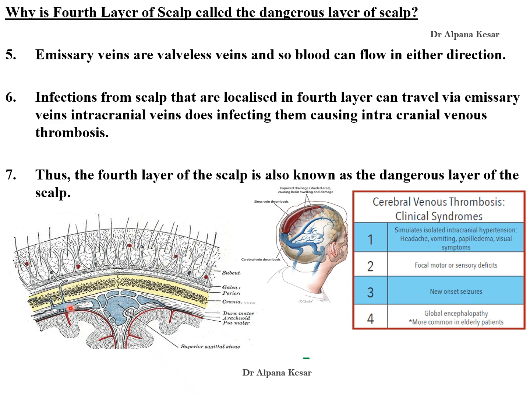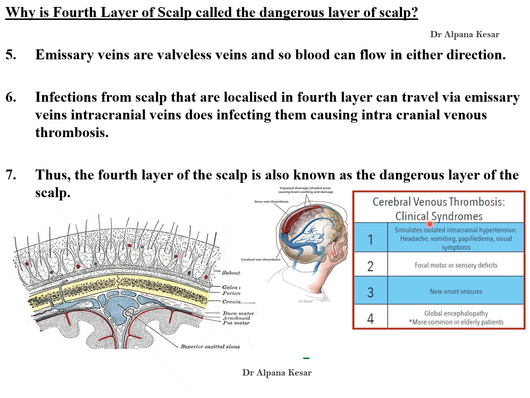Emissary veins are valveless veins, and so the blood can flow in them in either direction. The blood will not only flow from the intracranial veins to the extracranial veins, but the blood can also flow from the veins in the scalp to the intracranial veins. If there are any infections in the scalp localized in the fourth layer, it can easily travel through the emissary veins into the intracranial veins, thus infecting the intracranial dural venous sinuses that may even result in intracranial venous thrombosis. Thus, the fourth layer of the scalp is called the dangerous layer of the scalp.